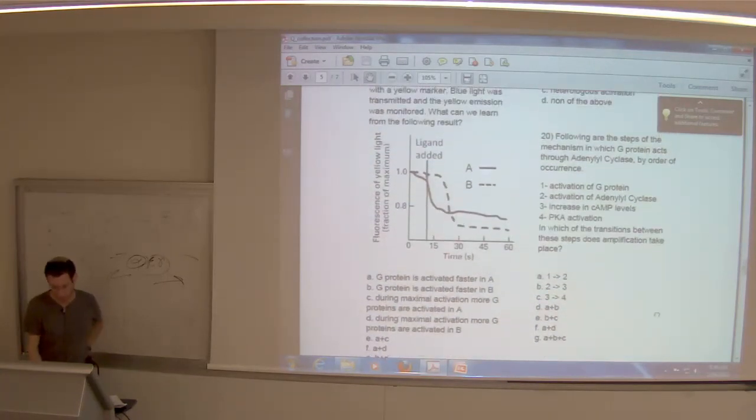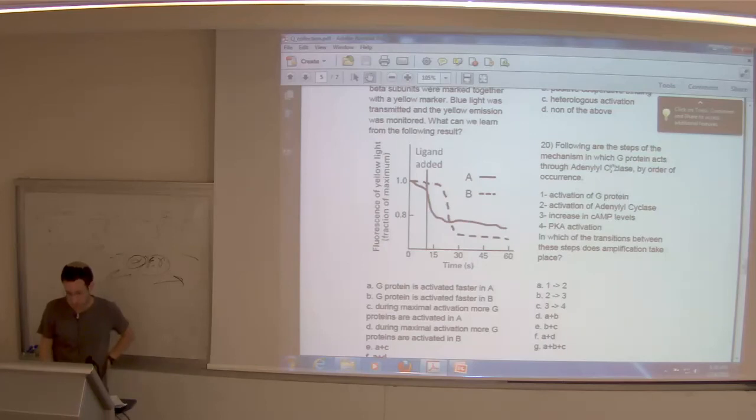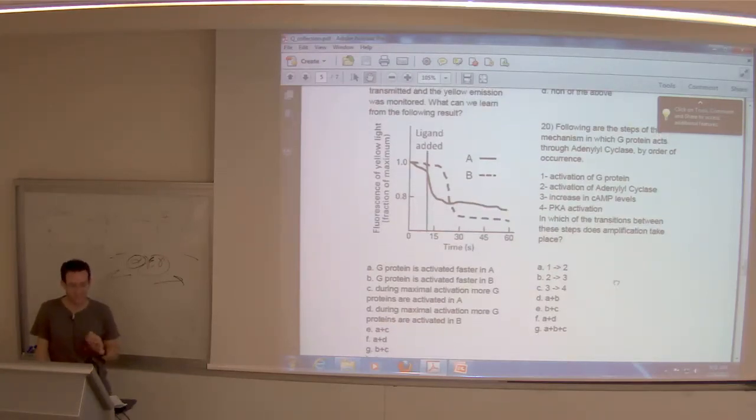20. Okay, I will read it. Following are the steps of the mechanism in which G protein acts through adenylyl cyclase, by order of occurrence. So this time it's not randomized; it's by order of occurrence. Activation of G protein, followed by activation of adenylyl cyclase, then increased cyclic AMP levels, then PKA activation. So you get all this information for free. In which of the transitions between these steps does amplification take place? So this time biology is not always cooperating. You can't always say everything is correct. So you have amplification in some of these steps, but not all of them.